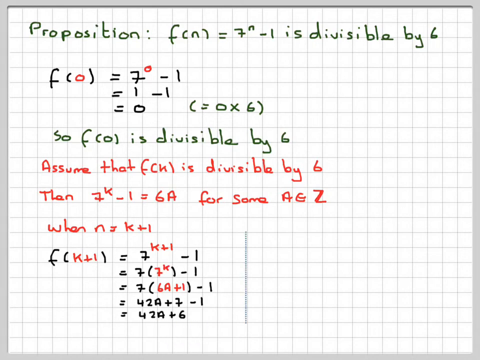Now the common factor there of 6 comes out as 6 times 7a plus 1. It doesn't matter what a is. This will be divisible by 6 because it's a multiple of 6, this expression. So f of k plus 1 is also divisible by 6. This is how it works.